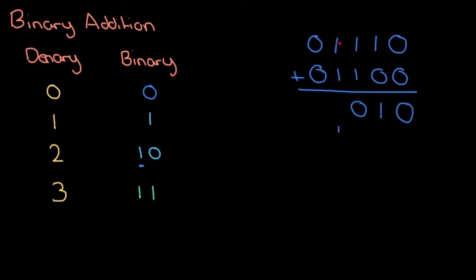And then I've got 1 plus 1 plus 1. So that's 3. Well, what's that in binary? It is 1, and then I'm carrying another 1. So I can do that there. So that's my answer: 1 1 0 1 0. Two binary numbers added together. It is as easy as 1 2 3.